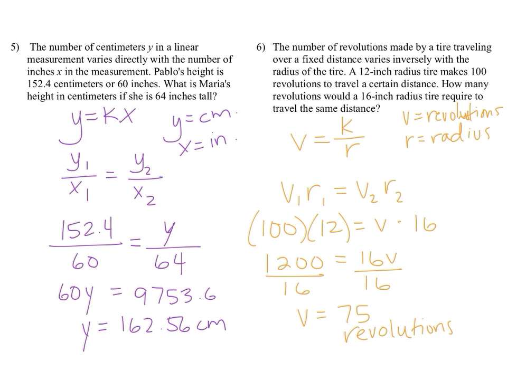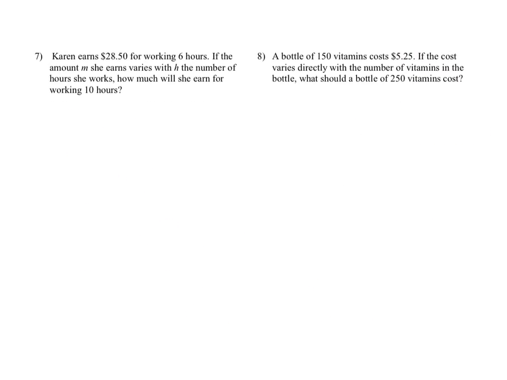All right, let's see if we can do maybe 2 more sets of problems here in this video. Okay, number 7. Karen earns $28.50 for working 6 hours. If the amount M she earns varies with H, the number of hours she works, how much will she earn for working 10 hours? Now, this doesn't say directly or inversely, but we should recognize that in this circumstance, it only makes sense for this to be a direct variation, because the more she works, the more she makes. All right, so why don't you set that up?